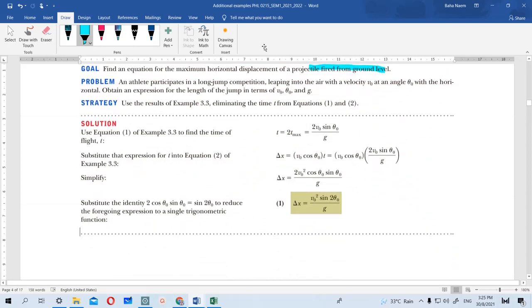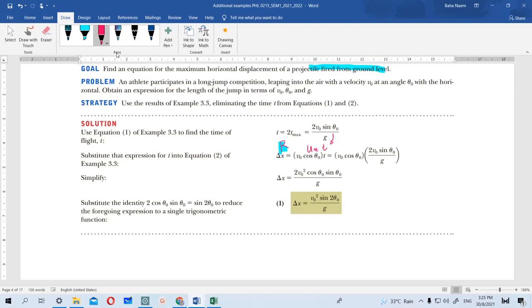We have 2 times T max. The time taken would be twice of the T max. And T max, if you remember, you can recall the expression, or go back to your own expressions. So v naught sine theta over g. So this is R, the range, and this is the component of x, v naught cos theta times t. So substitute this, and we have this expression.